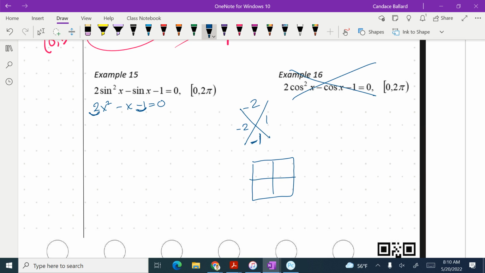Top left-hand corner of the box is going to be 2x squared. Bottom right is going to be the negative 1. And then we're going to use the numbers from the magic X and put them in the other 2 spots. It does not matter the order. What times what is 2? 2 and 1. Where's my 2 got to go according to my box? On the left side. Good.